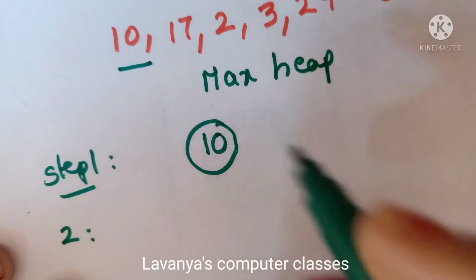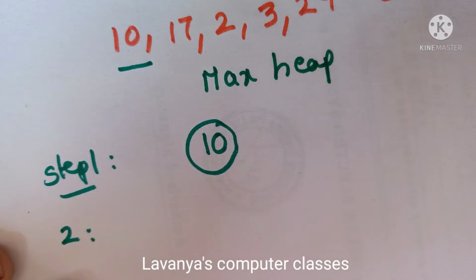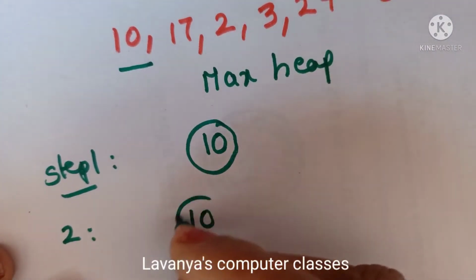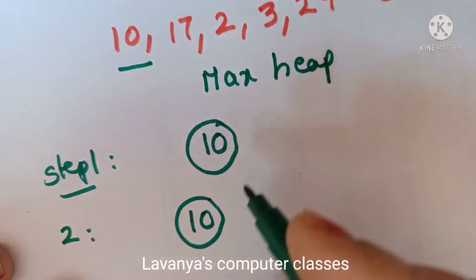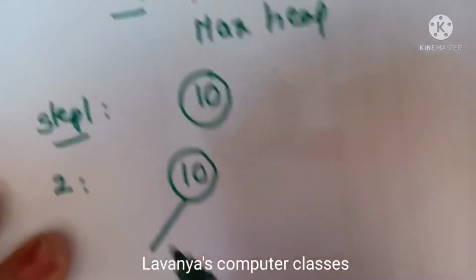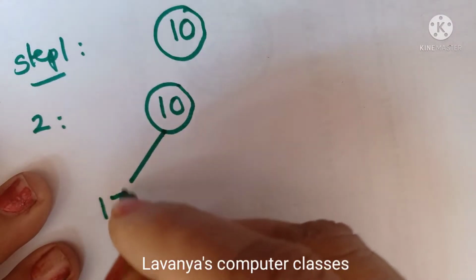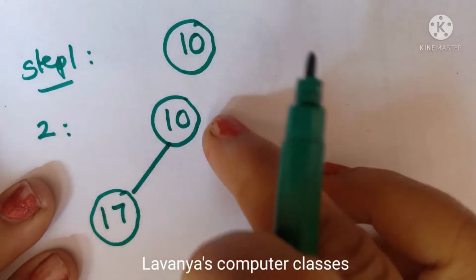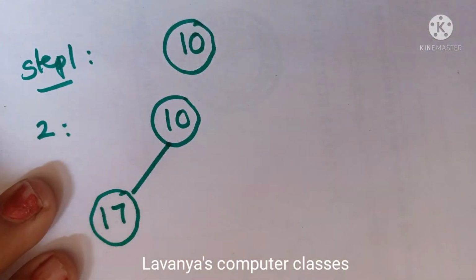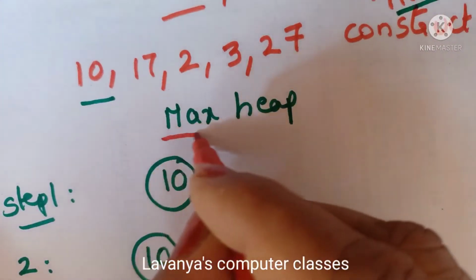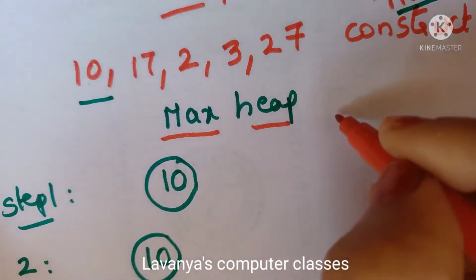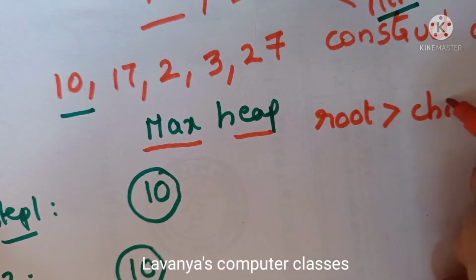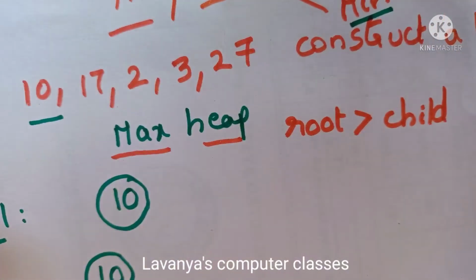What does 17 mean here? It is a binary tree, so first go to the left-hand side, then the right-hand side. Already 10 is our root node. Take the element 17 and keep it as the left child of the root node. But I already said I will construct a max heap. What is the property of a max heap? The root is always greater than its children, either on the left-hand side or the right-hand side.